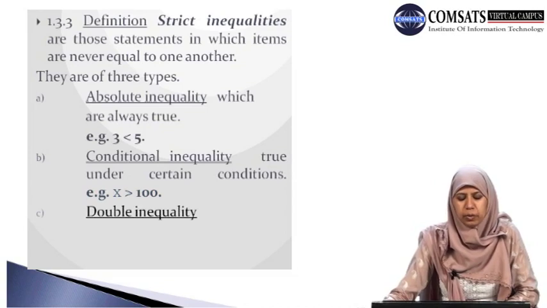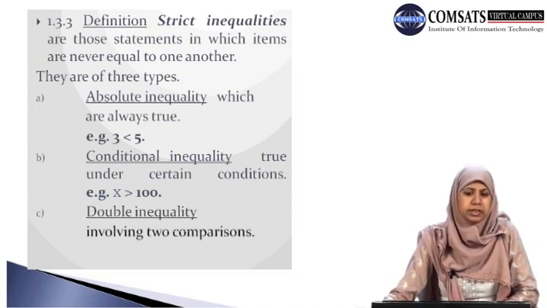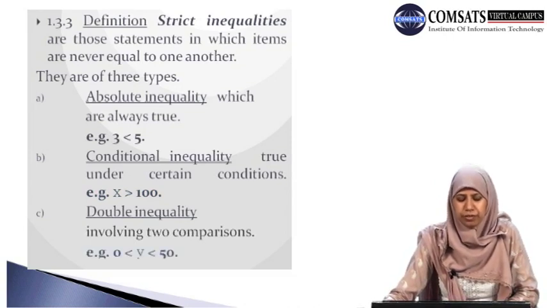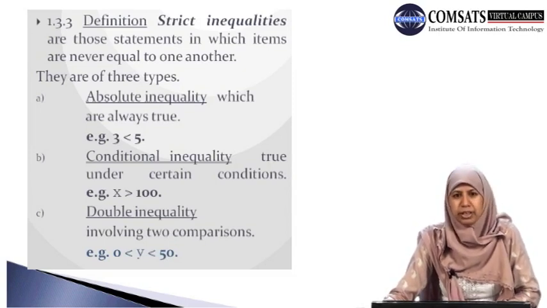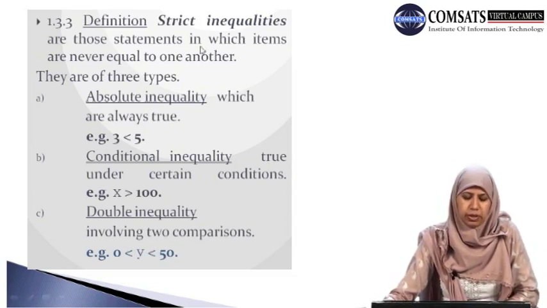Then we have double inequalities. For example, if we look at our previous example, 0 is less than y is less than 50. This inequality consists of two inequalities comparing y with two terms at the same time, and we call this inequality a double inequality.